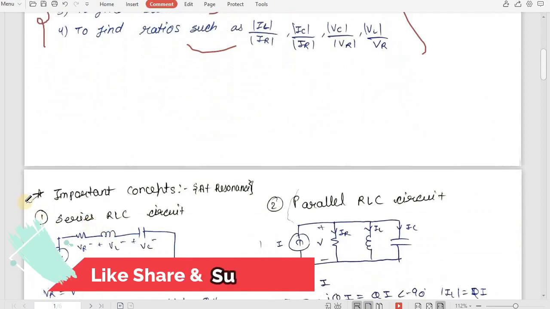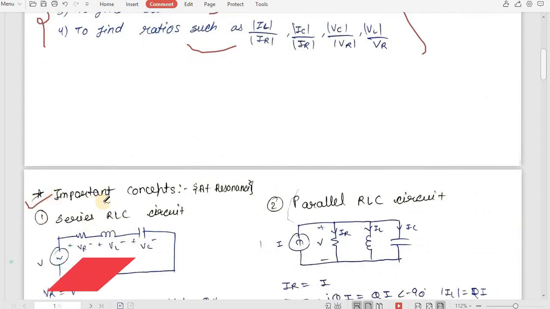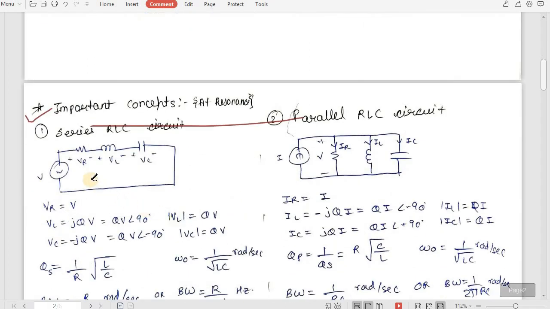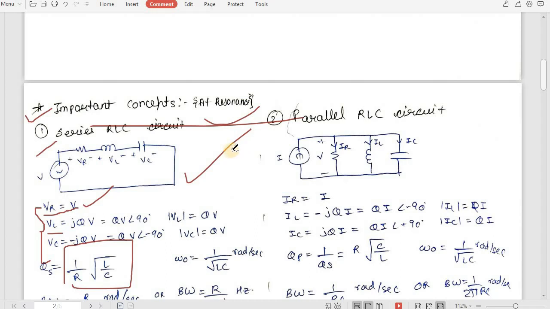Now let's move on to the concepts required to solve this type of sum. Considering that our circuit is in resonance, in a series RLC circuit, your resistor voltage is equal to V. Your inductor voltage will be equal to jQV. This Q is the quality factor whose value is 1 upon R under root of L by C for a series RLC network. You have seen the same thing in the resonance part also, but here we have considered that our circuit is operating at omega equals omega naught, basically at resonance. This formula is only valid when your circuit is operating at resonance.